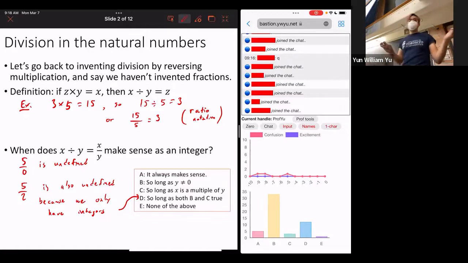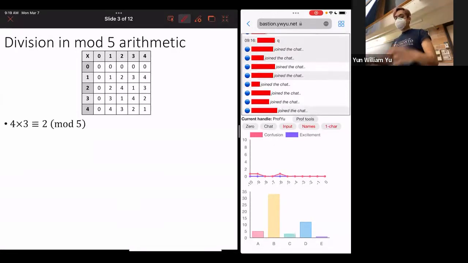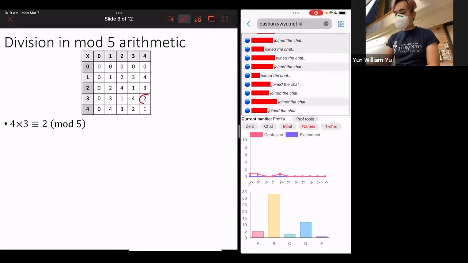Okay, so now that we've set that up, let's talk a little bit about division in modular arithmetic. So we know how to multiply in modular arithmetic. Here's the multiplication table. You can also do this by just computing it, which you all have tons of experience with now. But you can also reverse things, right? So 4 times 3 is equivalent to 2 mod 5. And that's something you can see because you can just look here. 4 times 3 is equivalent to 2 mod 5, right?